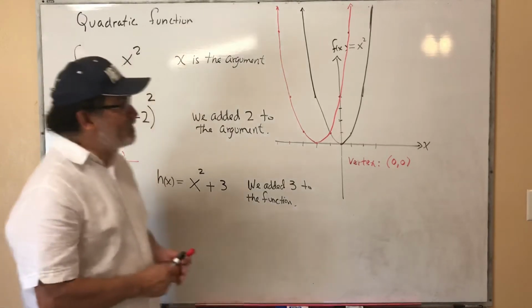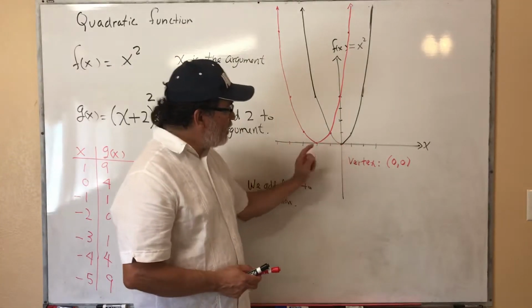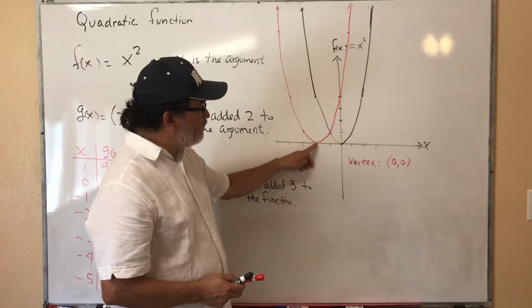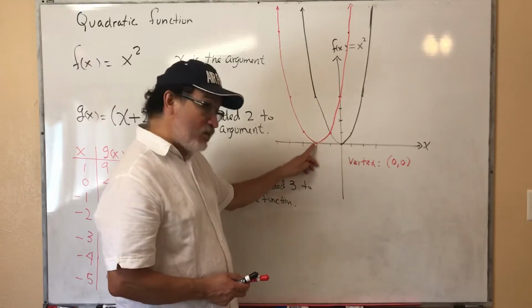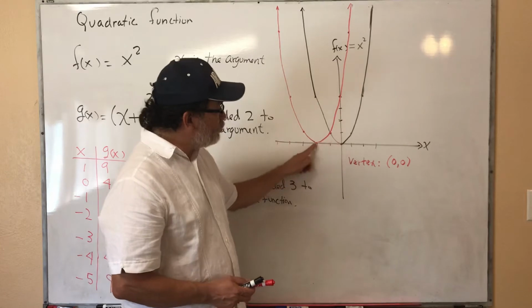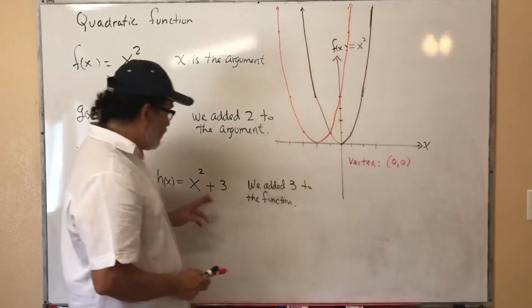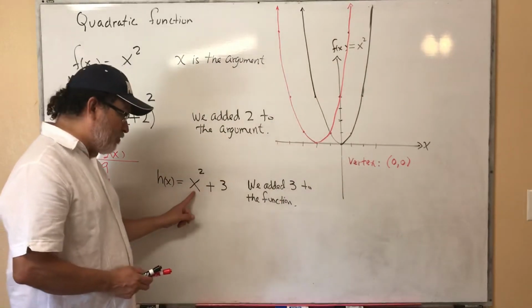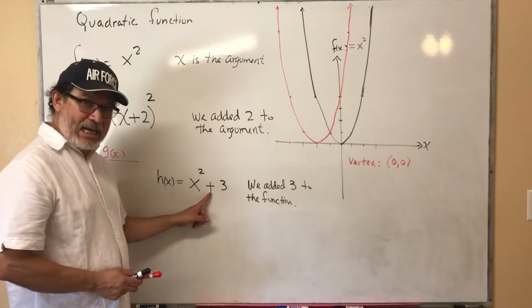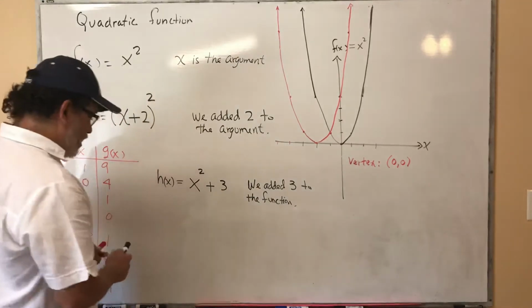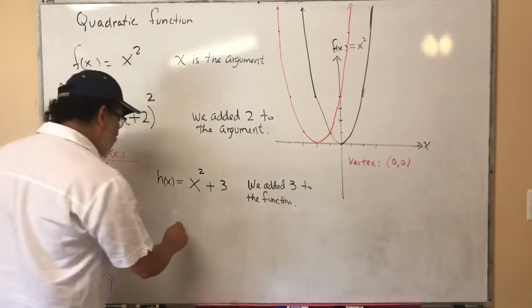Watch, this is the basic parabola, and this is the parabola shifted. This red one is the basic parabola 2 units to the left. And now this one is going to be the basic parabola 3 units up. If you don't believe me, we can make a table.